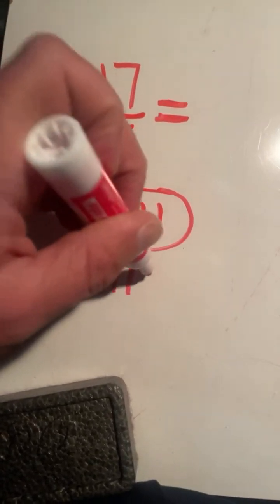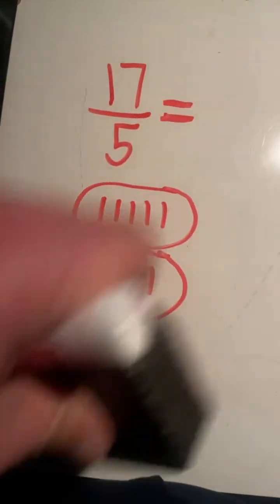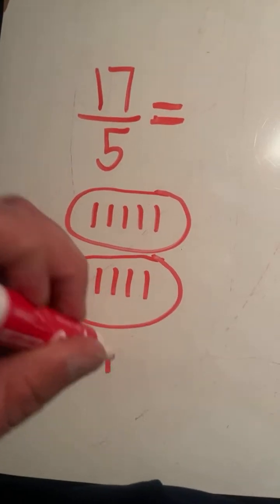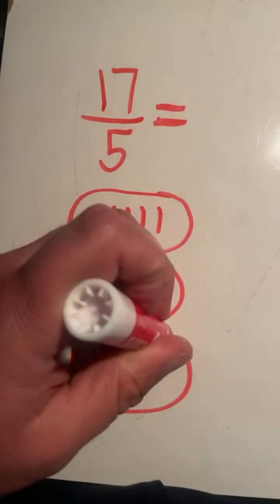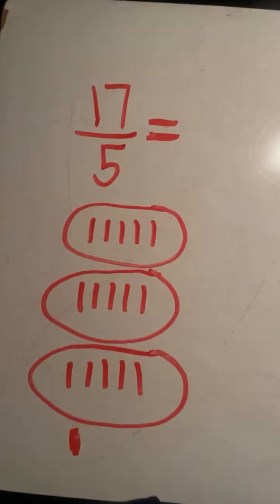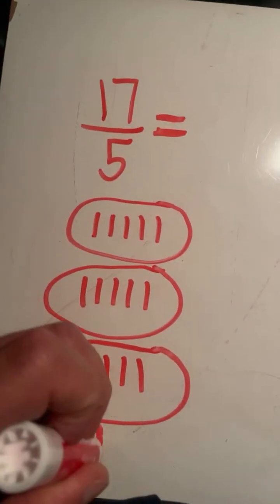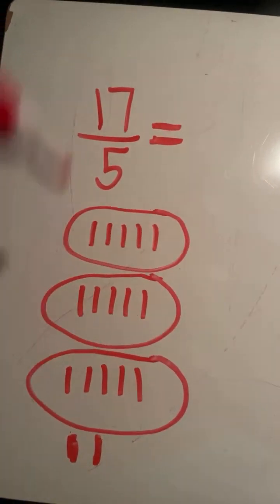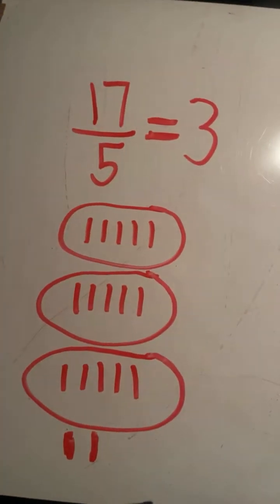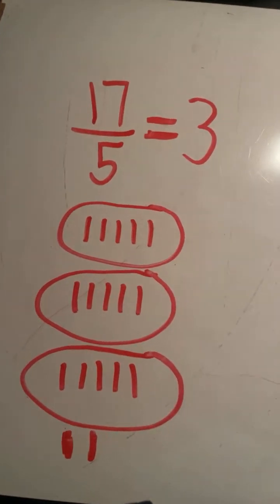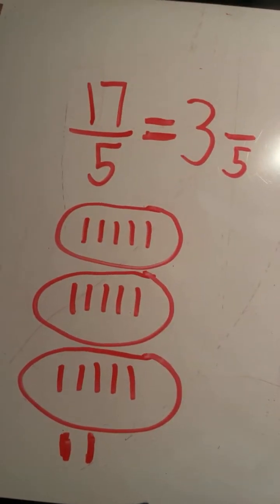6, 7, 8, 9, 10. 2 rows of 5. 11, 12, 13, 14, 15. 3 rows of 5. 16, 17. All right, so I was able to get 3 full groups of 5, so 3 is my whole number. Now my denominator stays the same. Whatever the denominator is for the improper fraction, that's going to be the denominator for the mixed number. My remainder is my numerator.